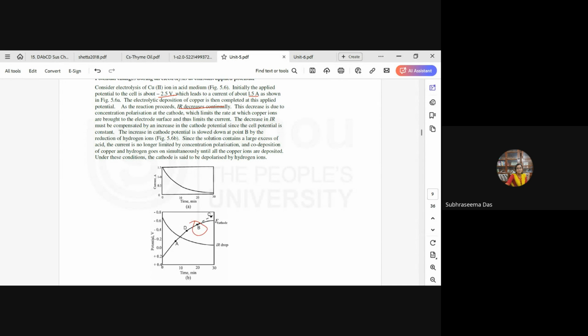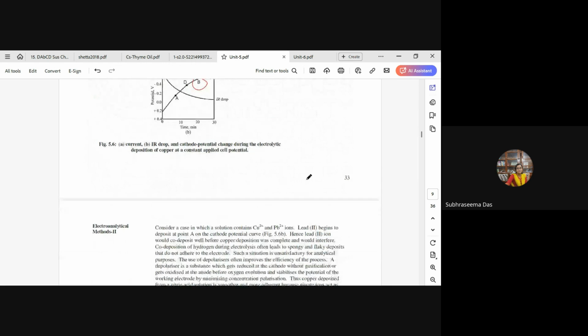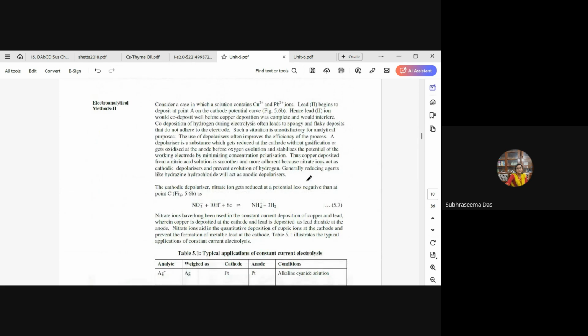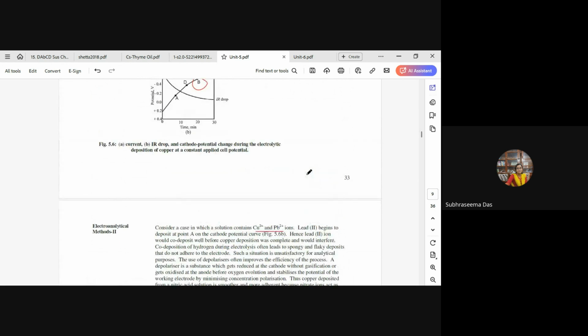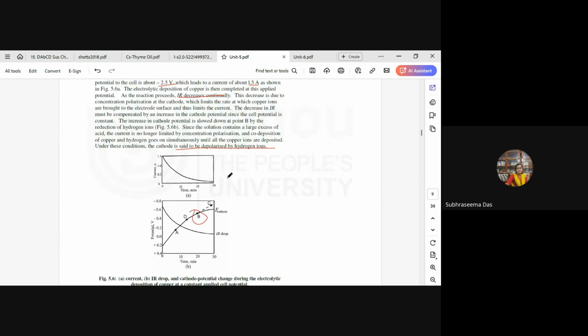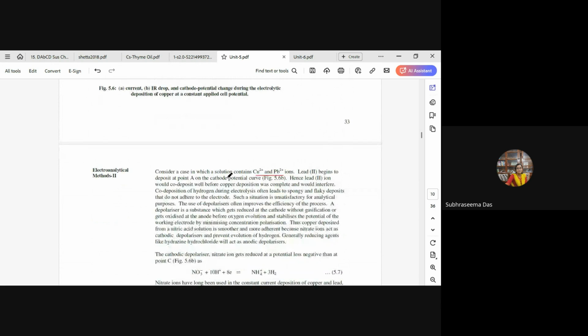Here it is shown by the reduction of hydrogen ions. Since the solution now contains a large excess of acid, the current is no longer limited by the concentration polarization, and hydrogen evolution goes on simultaneously until all the copper ions are deposited. Under this condition, the cathode is said to be depolarized by hydrogen ions. Then again, we will consider a case which contains both Cu2+ and Pb2+, as seen in figure 5.6b.